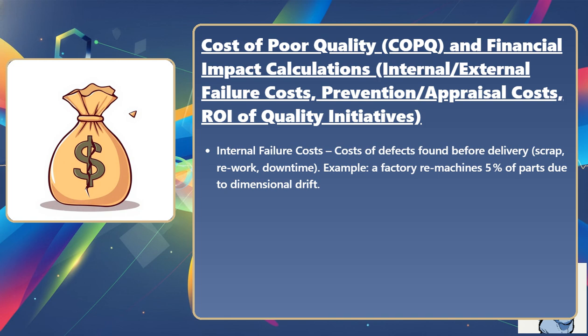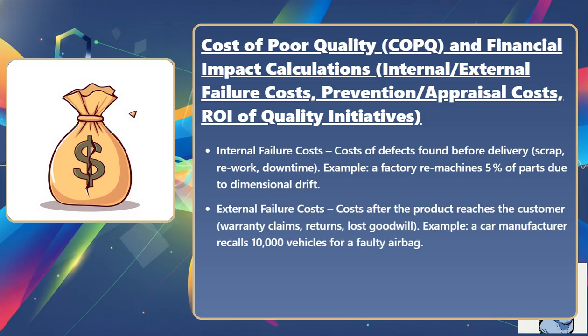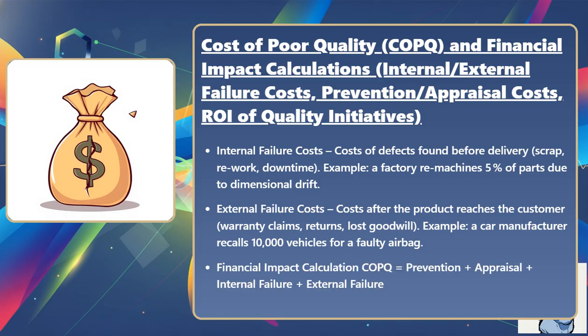Internal failure costs, costs of defects found before delivery: scrap, rework, downtime. Example, a factory remachines 5% of parts due to dimensional drift. External failure costs, costs after the product reaches the customer: warranty claims, returns, lost goodwill. Example, a car manufacturer recalls 10,000 vehicles for a faulty airbag. Financial impact calculation. COPQ equals prevention plus appraisal plus internal failure plus external failure.